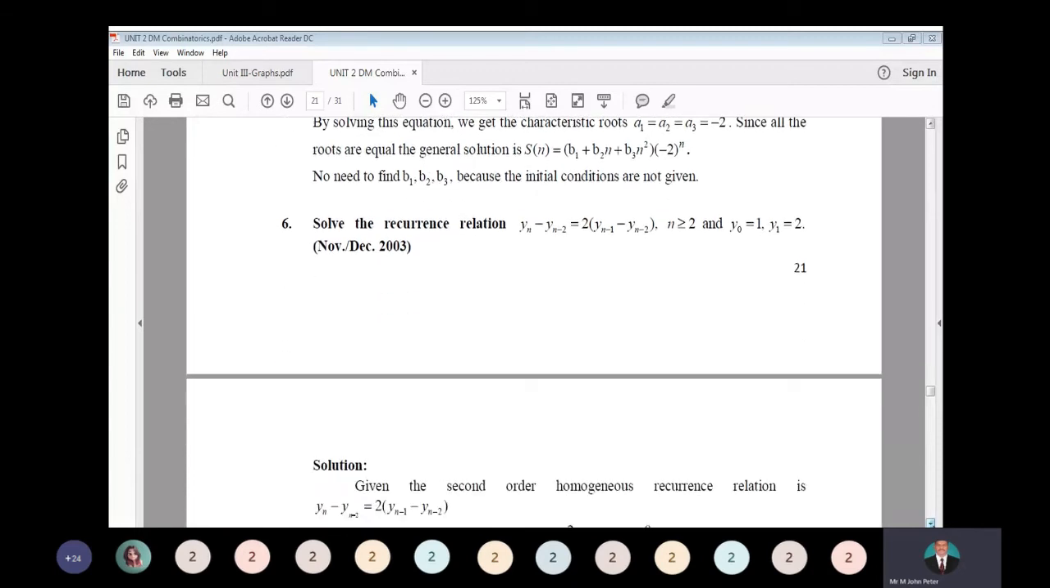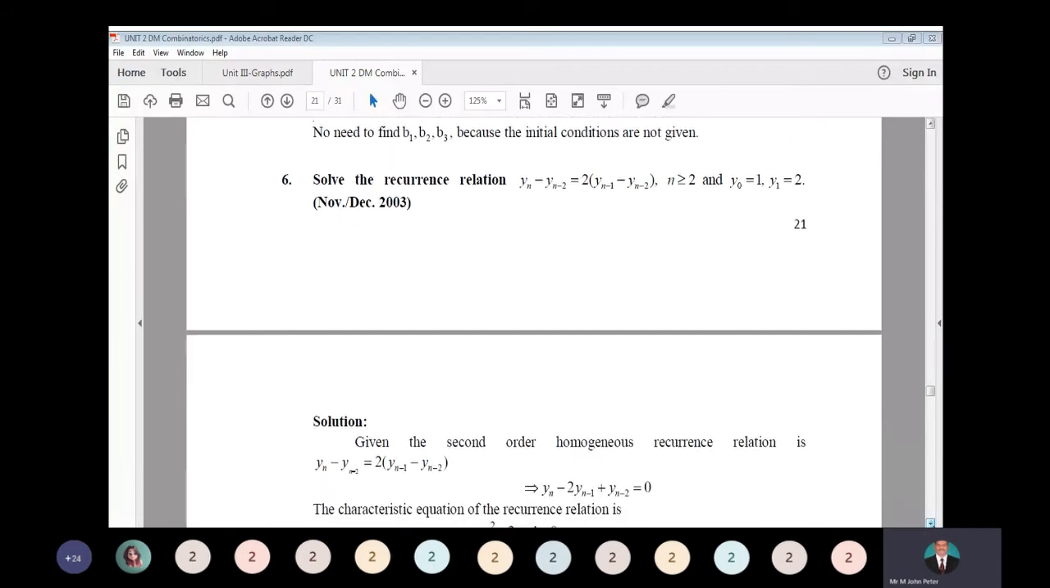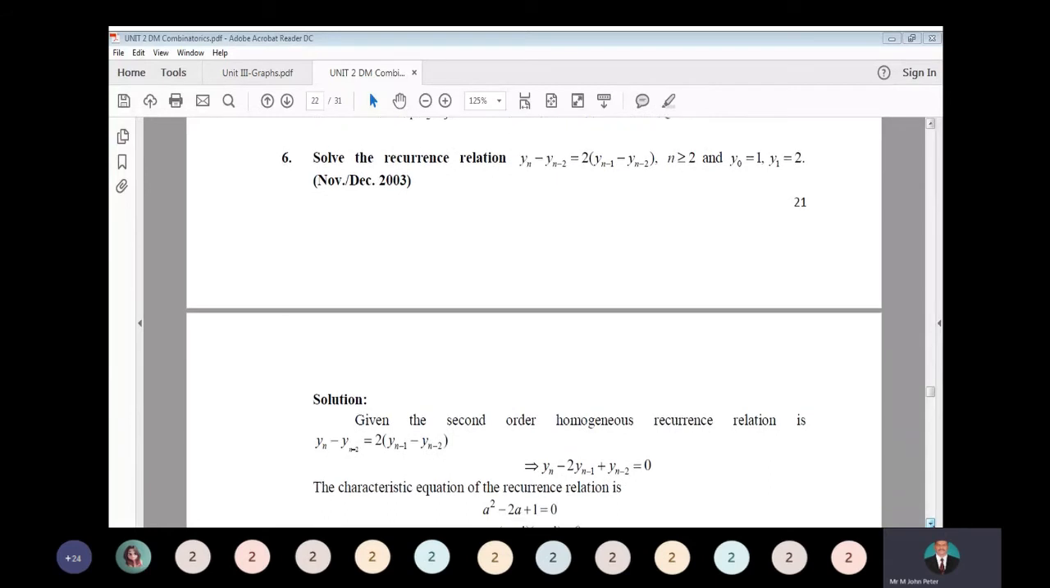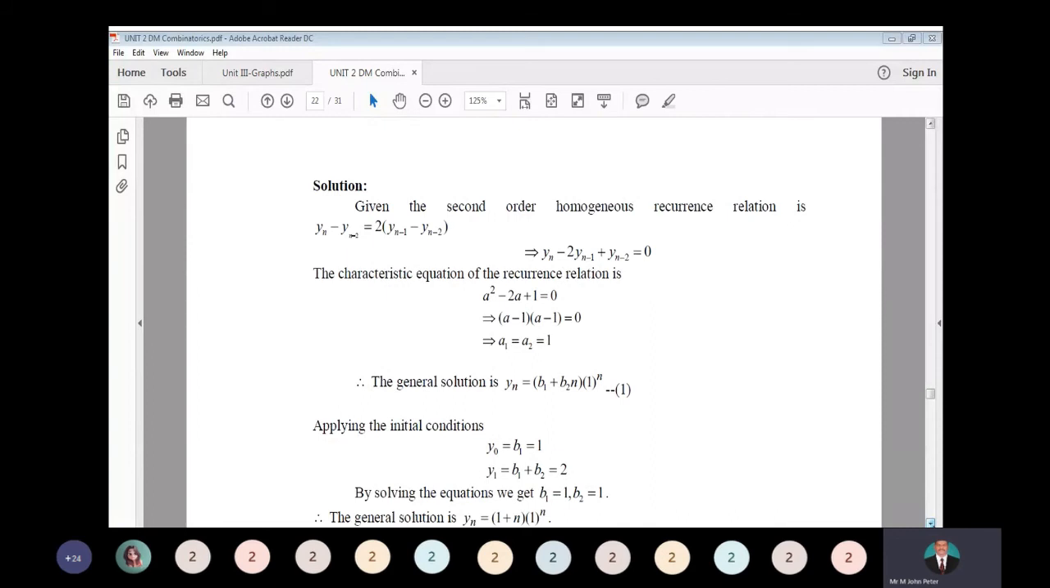Solve the recurrence relation y n plus 2 equal to 2 into y n plus 1 minus y n, where n greater than or equal to 0 and the initial conditions y0 equal to 1 and y1 equal to 2. The given second order homogeneous equation is y n plus 2 equal to 2 into y n plus 1 minus y n. Take all the terms to the left hand side to make the same equation: y n plus 2 minus 2 y n plus 1 plus y n equal to 0.